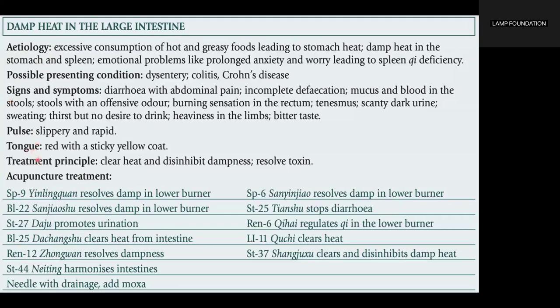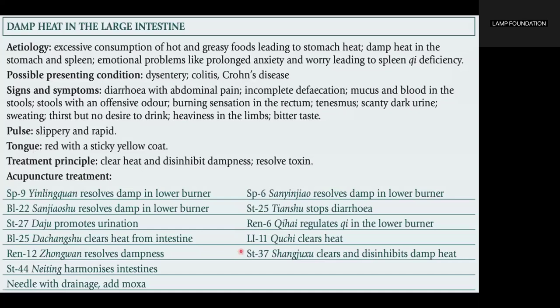Treatment principle: clear heat and disinhibit dampness, resolve toxin. Acupuncture treatment: Spleen 9 to resolve damp in the lower burner, as well as Bladder 22. Stomach 27 to promote urination, Bladder 25 to clear heat from the intestine, Ren 12 to resolve dampness, Stomach 44 to harmonize the intestines, Spleen 6 to resolve damp in the lower burner, Stomach 25 to stop diarrhea, Ren 6 to regulate qi in the lower burner, LI 11 to clear heat, and Stomach 37 to clear and disinhibit damp heat.